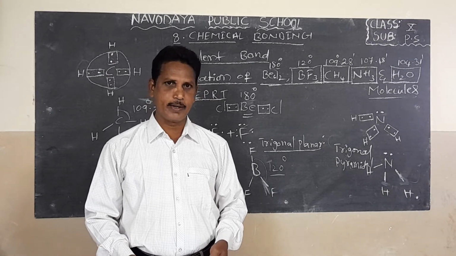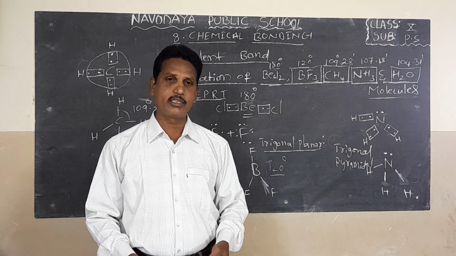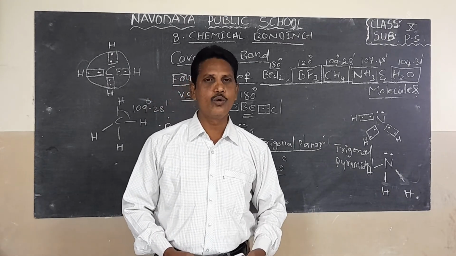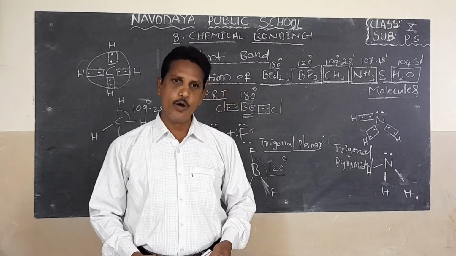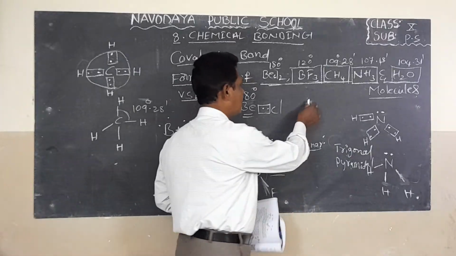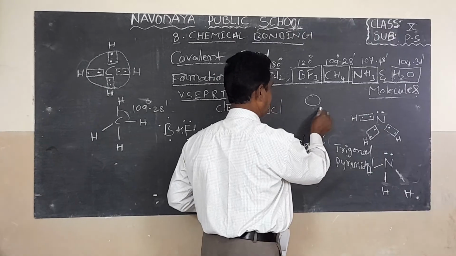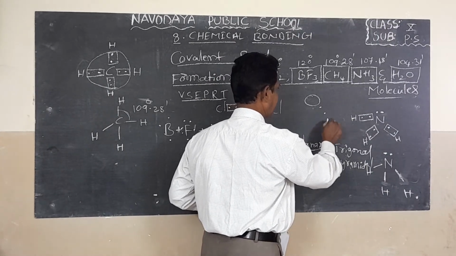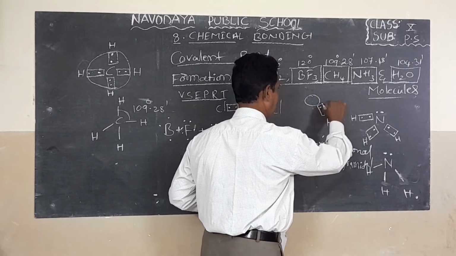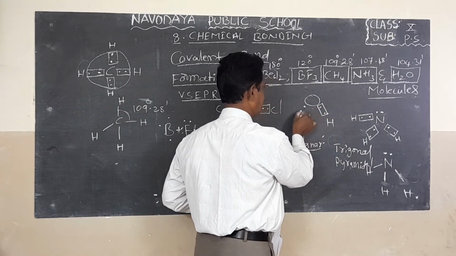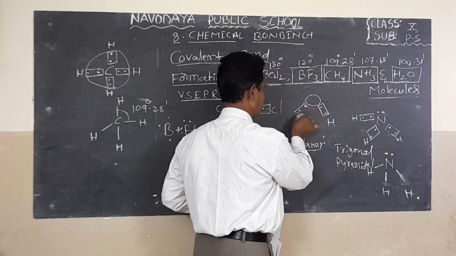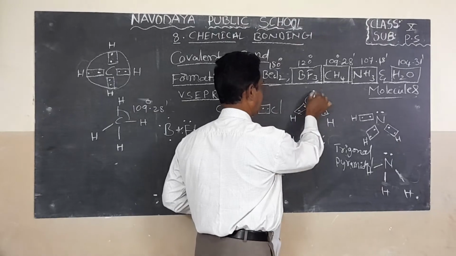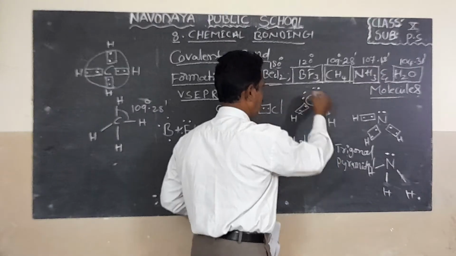4 electron pairs around the nucleus of the oxygen atom: 2 bond pairs and 2 lone pairs. This is the oxygen atom. This is one bond pair of electrons, another bond pair of electrons. These are the 2 lone pairs of electrons.